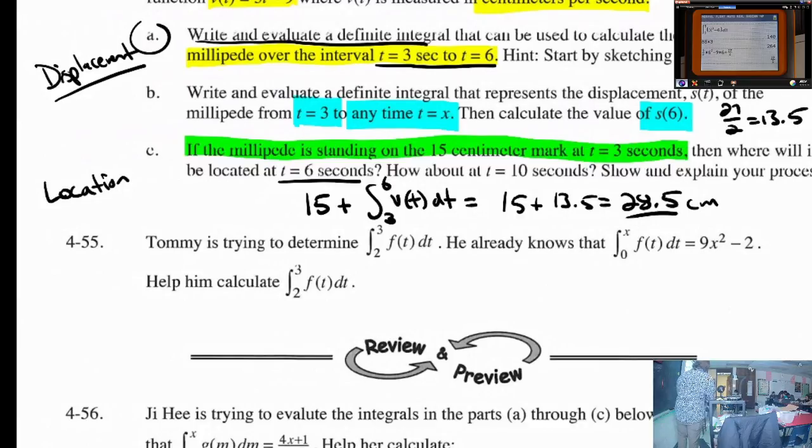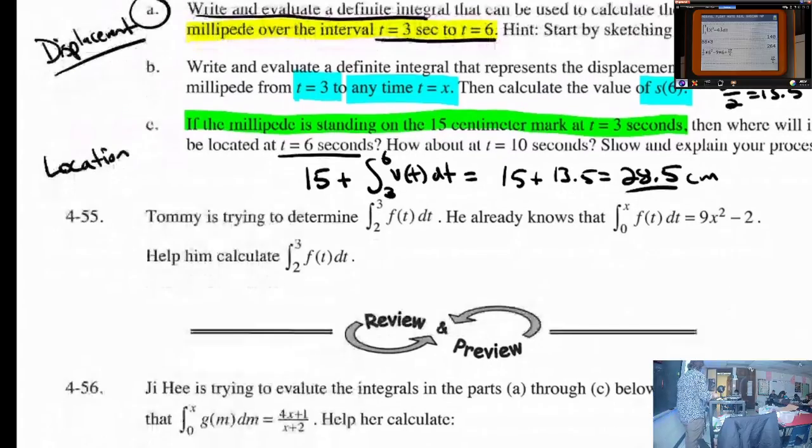So this is a preview question for a concept that we'll talk about later on, but it's a connection between displacement and location. Right now, I want you to have some idea that you can find displacement by using an integral to accumulate your velocity function and work backwards. Because we're going to start moving away from area under the curve and start talking about accumulation, which has been there the whole time.